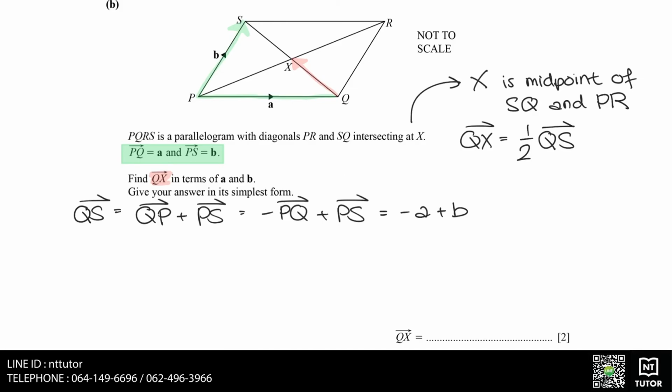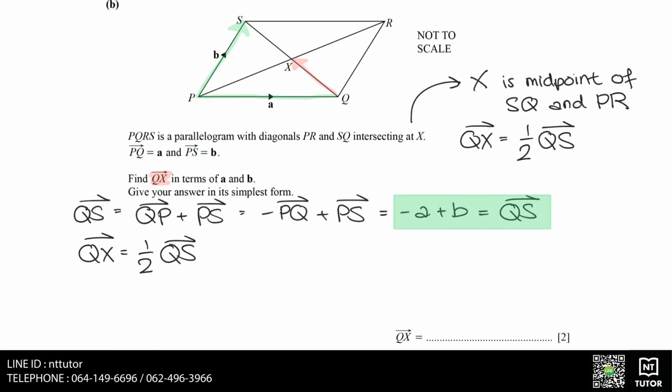And we already know that vector QX is just half of vector QS. Therefore, QX is equal to half of (minus a plus b).